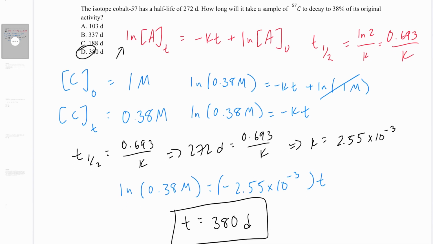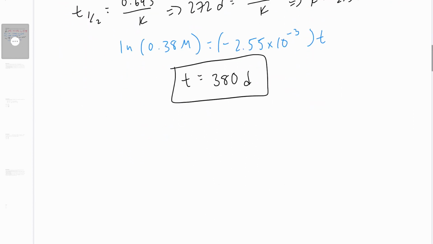If you have trouble remembering your integrated rate laws and stuff, consider learning the derivation of them. If you know the derivation of them, it kind of becomes intuitive and it becomes less of a memorization thing. I have a video on the derivation if you want to look at it. It does involve some calculus though, so just be wary of that.